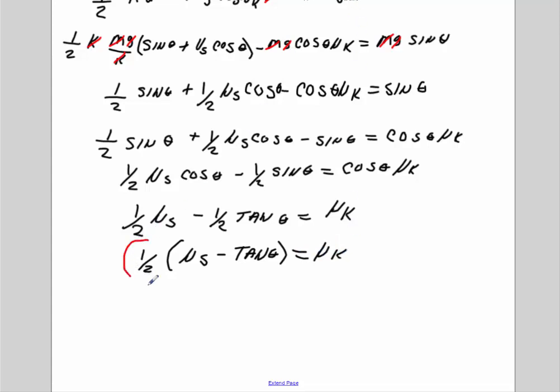Okay, fairly complex problem, the second part. The first part was pretty straightforward. But this is how you're going to get the answer to the homework problem where you're asked to find mu of k. Alright, best of luck.